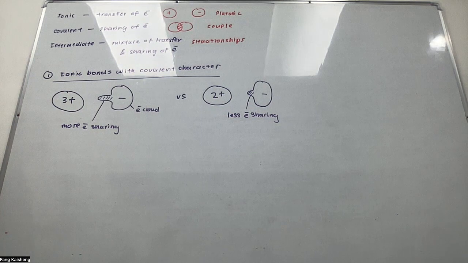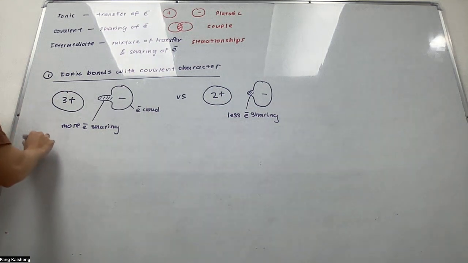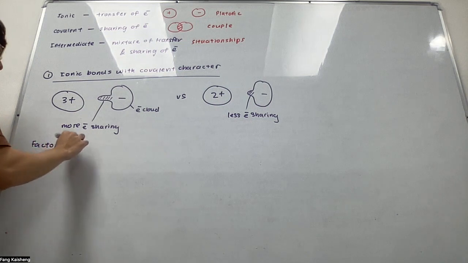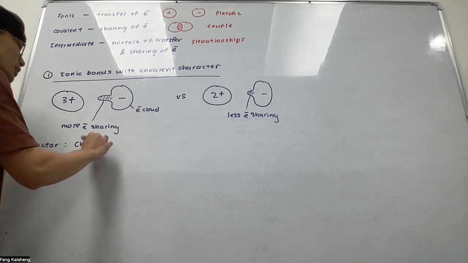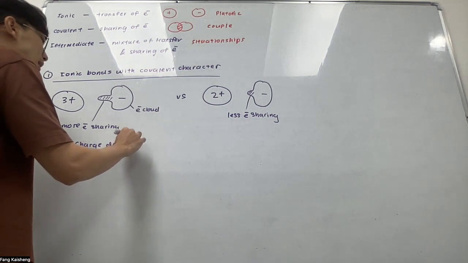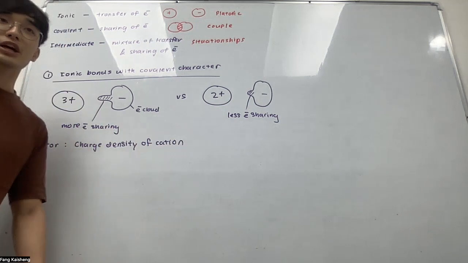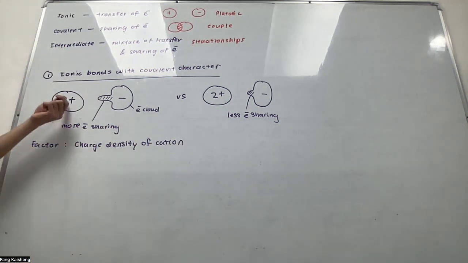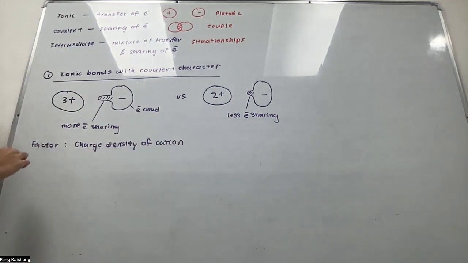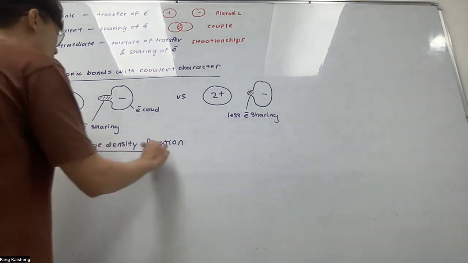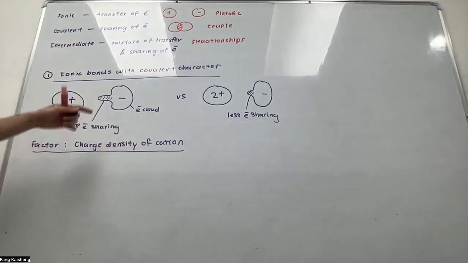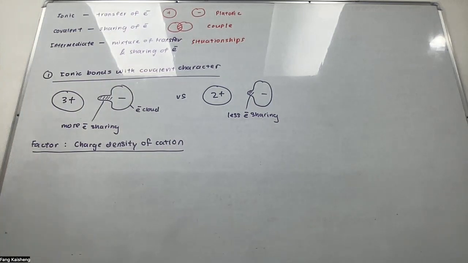Does that make sense? In other words, to summarize what I just went through, the factor that we are discussing here is the cation. And when we look at the cation, we are looking at the charge density. We have learned charge density in the last lesson, right? So the charge density of the cation will actually affect how much covalent character it has.